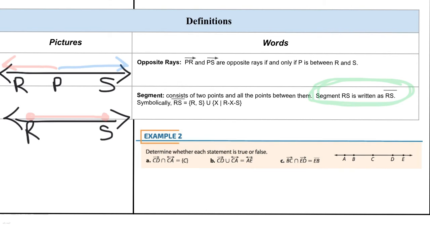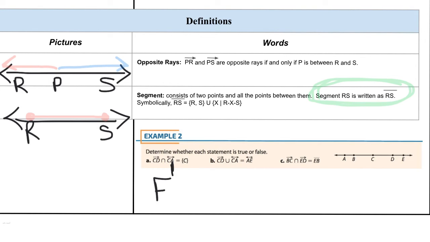All right, example number 2 says, determine whether each statement is true or false. Ray CD and half line CA's intersection point is C. Is that true or false? Now, this half line CA does not include point C. So this is false.